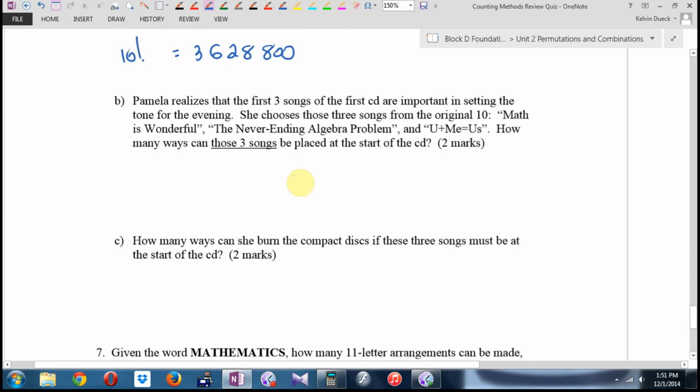Pamela realizes the first 3 songs are crucial for setting the tone. She's a good DJ. She chooses 3 songs from the original 10.